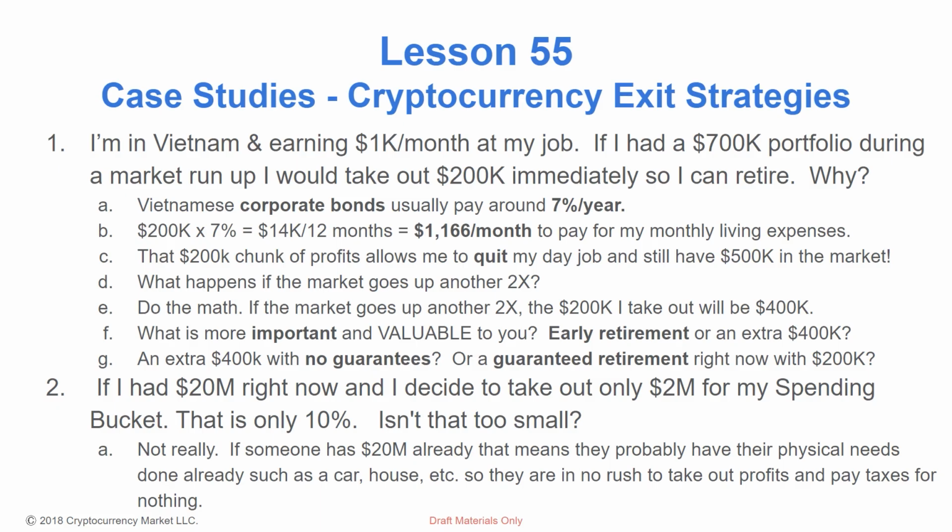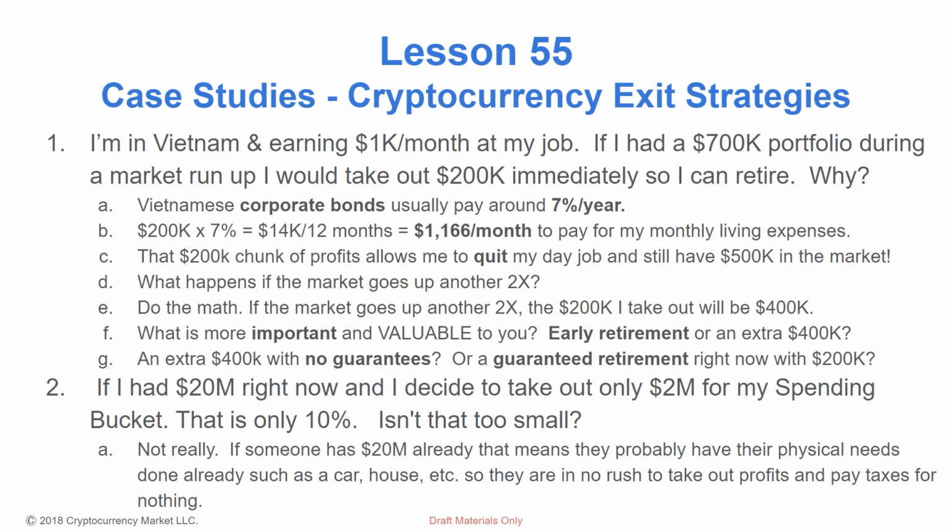Here's case study number 2. If I had $20 million right now and I decide to take out only $2 million from my spending bucket, that is only 10%. Isn't that too small? Well, it's not really. If someone has like $20 million in their portfolio already, that means they probably have their physical needs done already, such as having a car, a house, things like that. So they're in no rush to take out profits and pay taxes for nothing.